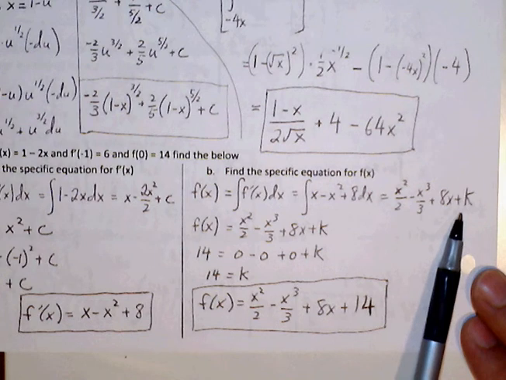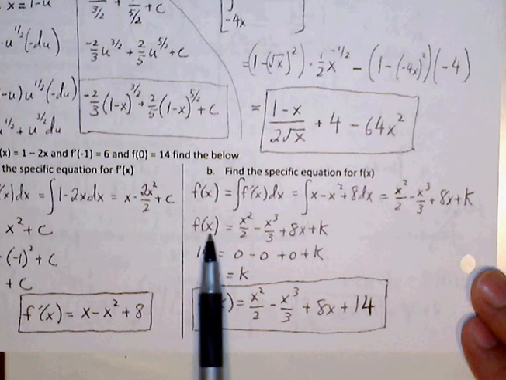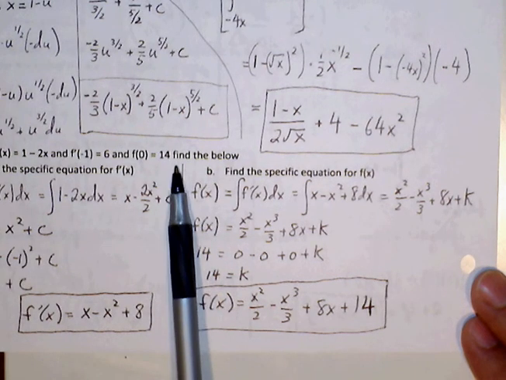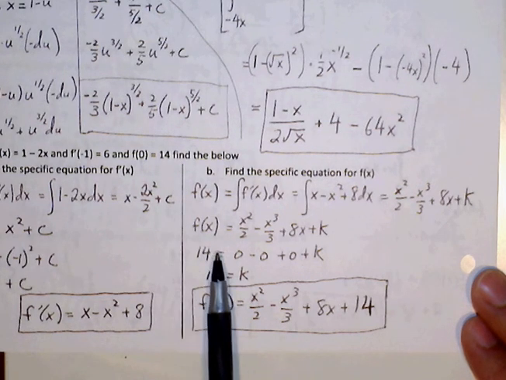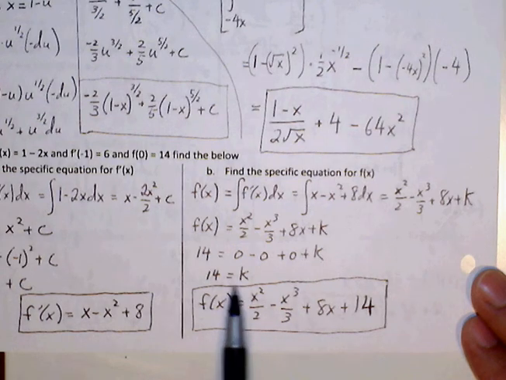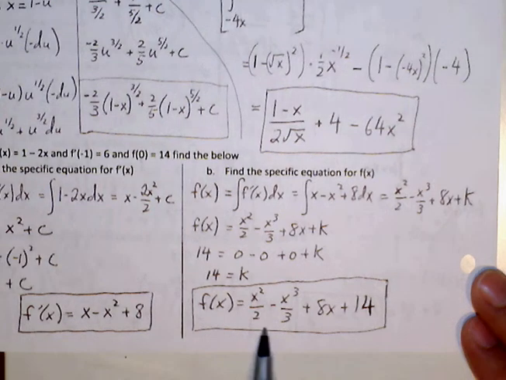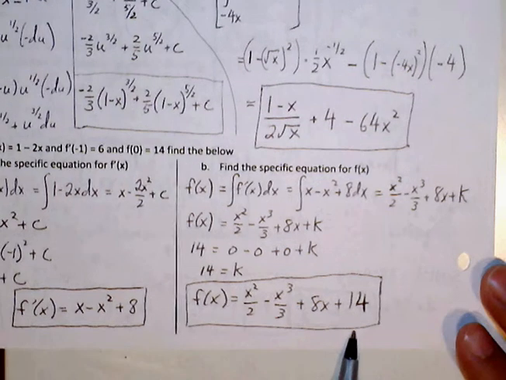Right. So now we have our general equation. We do have a specific ordered pair that we can plug in. So 14 goes in for f of x. 0 goes in for all the x's. And we're just left with k is equal to 14. So replace k with 14, and we have our specific f of x function: x squared over 2 minus x cubed over 3 plus 8x plus 14.